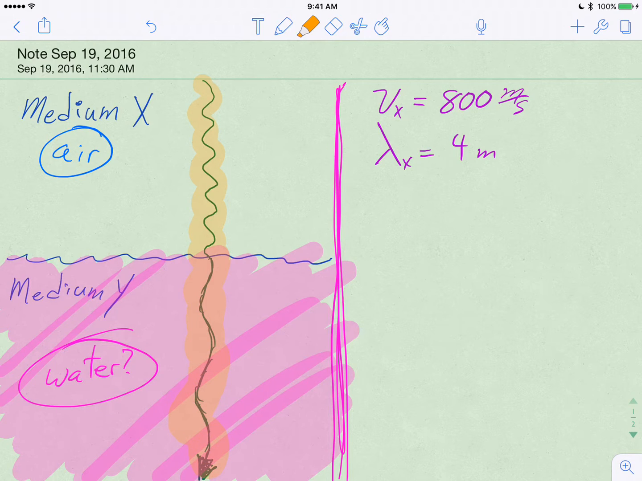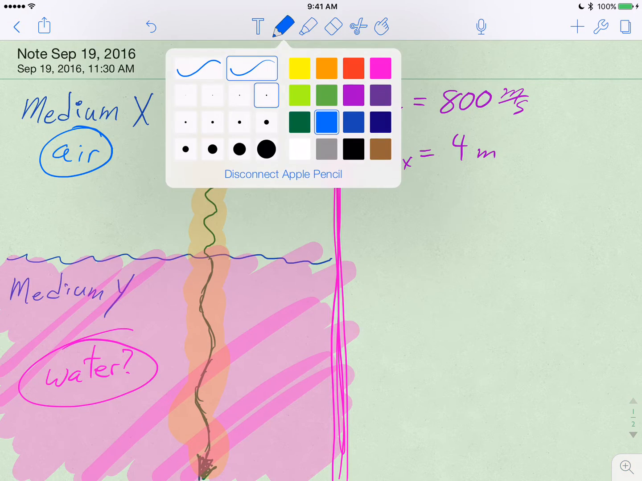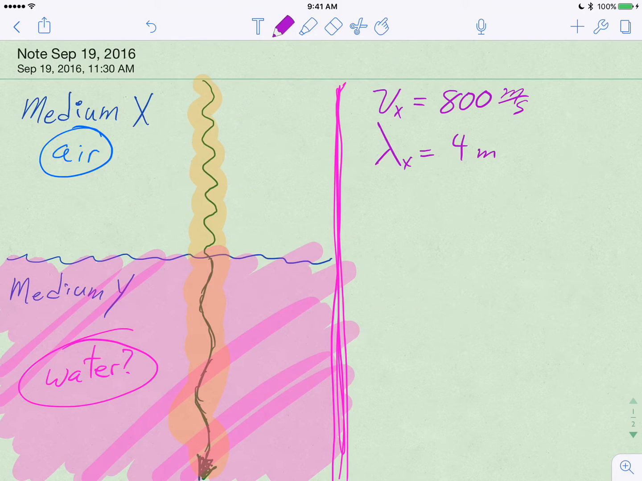And so it does pick up speed as it goes into medium Y, and sound waves do go faster in water than air. So then I've got my given information up here for X. I've got my velocity in medium X is 800 meters per second. They tell me that. They also tell me the wavelength in medium X is 4 meters.